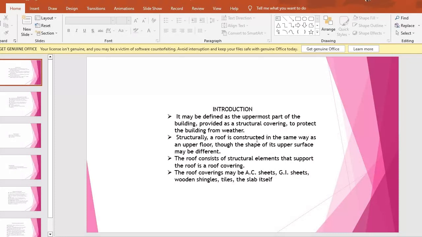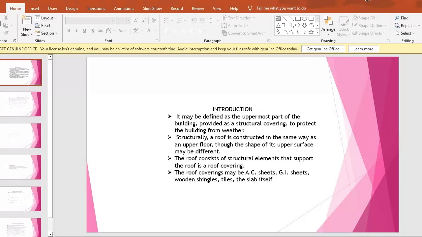the building from weather. Structurally, a roof is constructed in the same way as an upper floor, though the shape of its upper surface may be different. The roof consists of structural elements that support the roof covering. The roof coverings may be AC sheets, GI sheets, wooden shingles, tiles, or the slab itself.